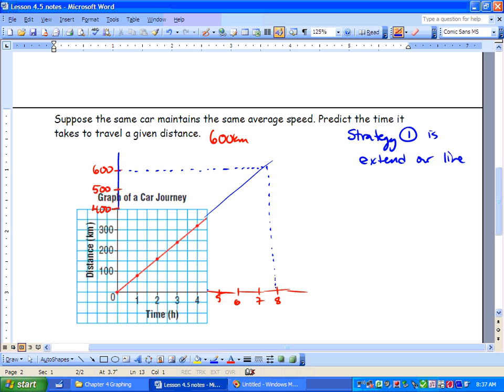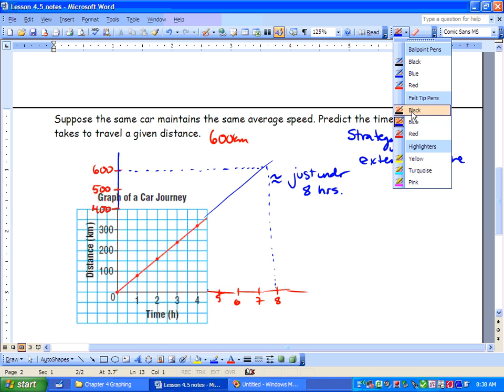and if my line was perfectly straight, it's going to be about twice as long as it would take for 300 kilometers, which would be just under 4 hours, so just under 7 hours. So now we find out it's going to be just under 8 hours. And that's our estimation, so a little estimation sign.